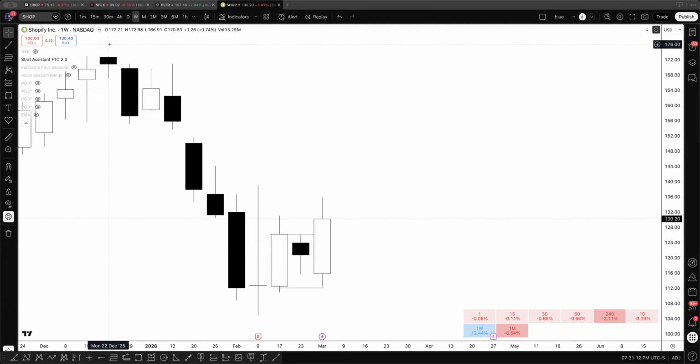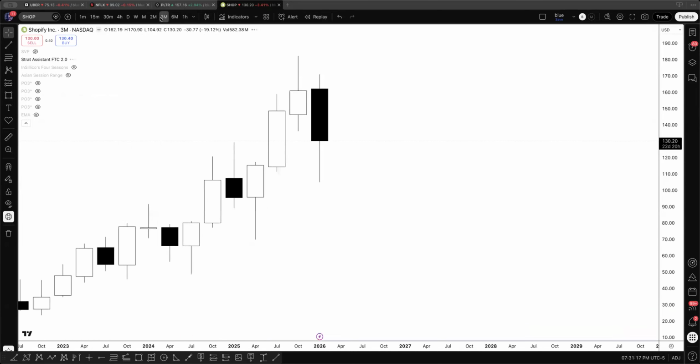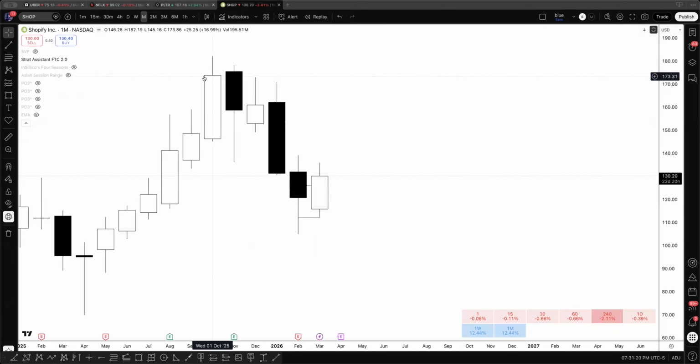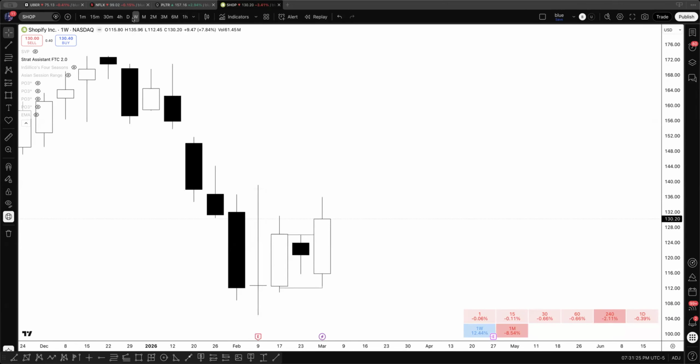So now, when you're doing your markup, you don't need to start on a 6 month. You don't need to start on a 3 month. You don't need to start on a 2 month. You don't even need to start on the monthly. If you're a day trader, a pure day trader means you're buying and selling the same day. There are people who call themselves a day trader and they swing it.